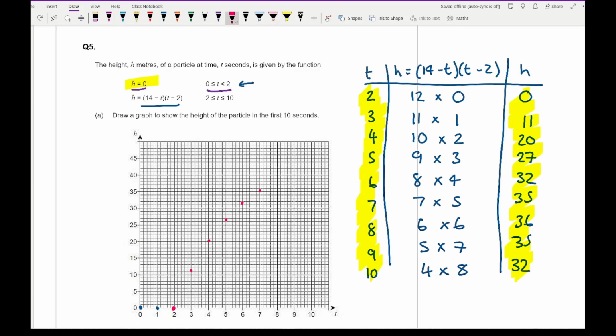36. And at 9 it's at 35. And at 10 it's at 32. So then all I need to do is join these points up as accurately as I can. Now I can pretty much guarantee that on the computer it's not going to be as accurate, but I tell you what, I will take that. And then we join those points up, and there is my completed function graph.